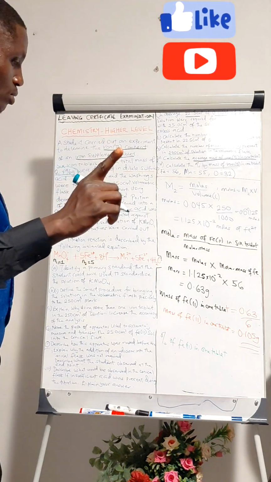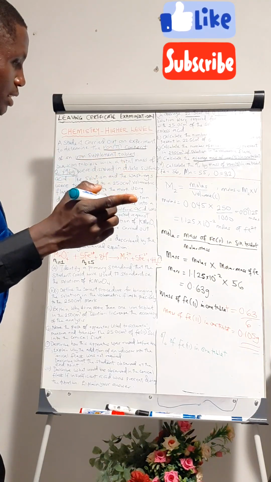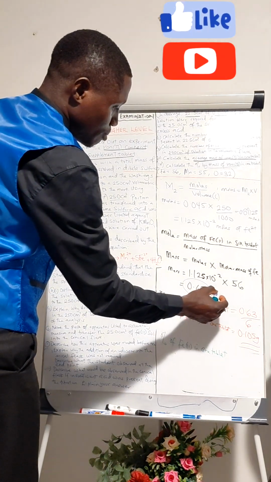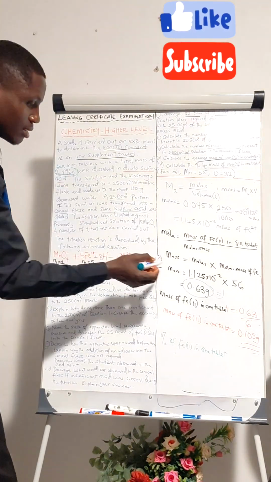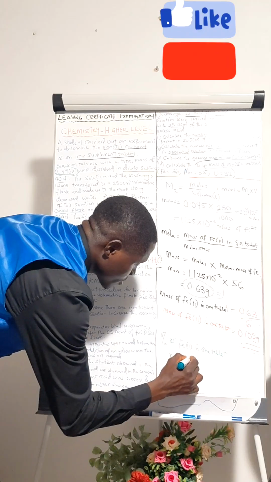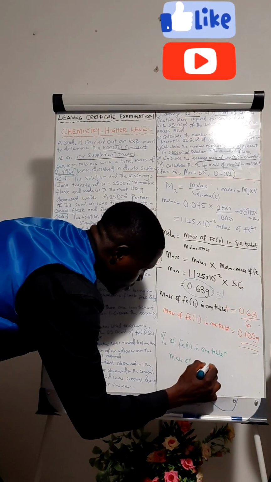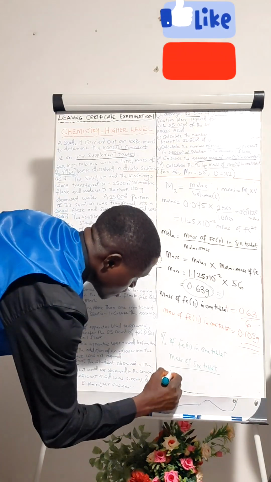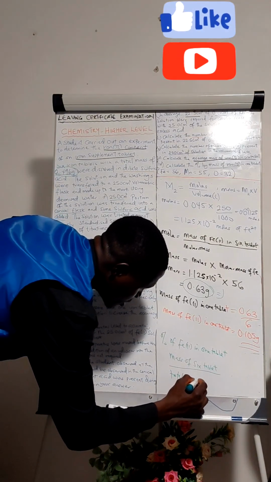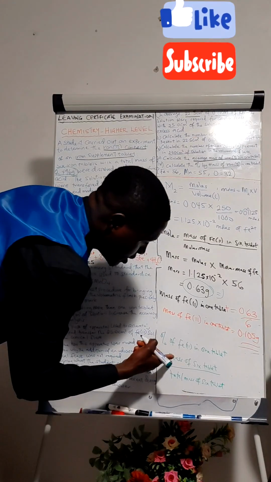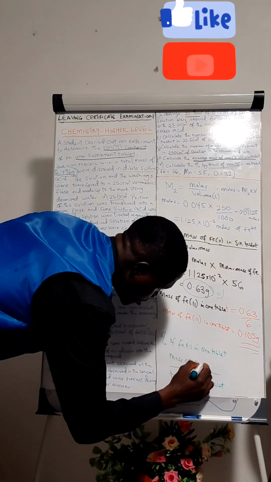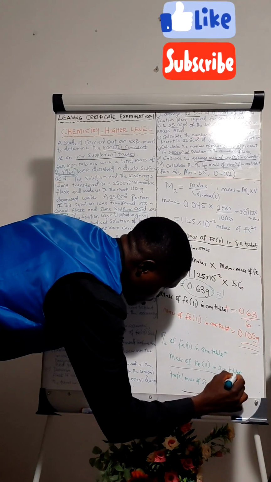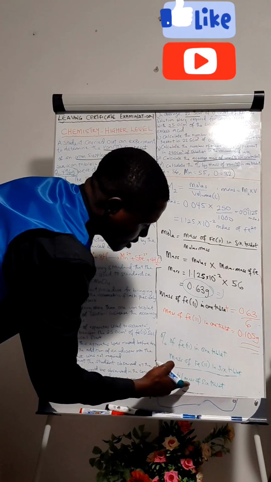Or you can do it like this. Since you've gotten 0.63 for the mass of iron 2 in 6 tablets, what we are going to do is say: mass of iron 2 in 6 tablets over the total mass of 6 tablets, times 100.